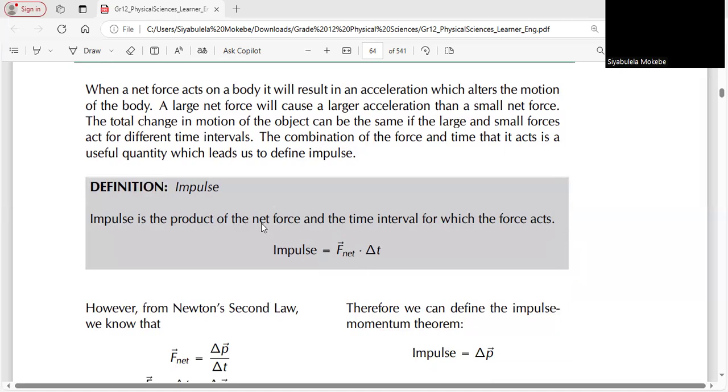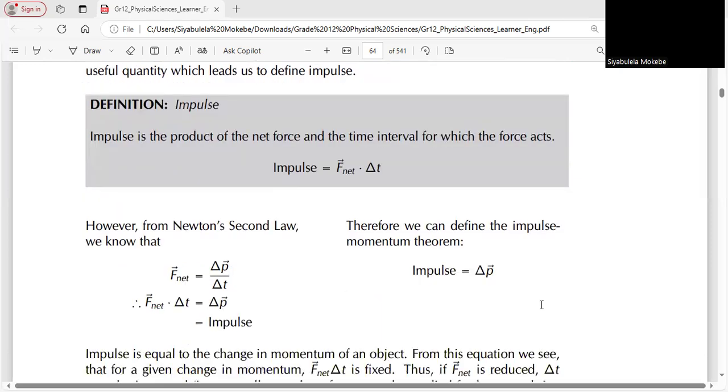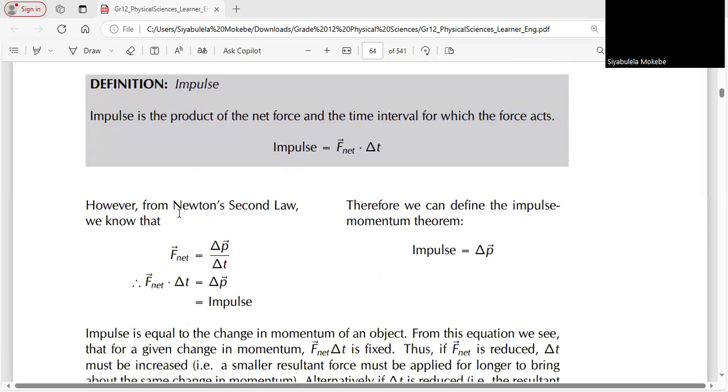Impulse is the product of the net force and the time interval for which the force acts. However, from Newton's second law, we know that F net is equal to change in momentum over change in time. Therefore, F net times change in time is equal to change in momentum, which is therefore equal to impulse.